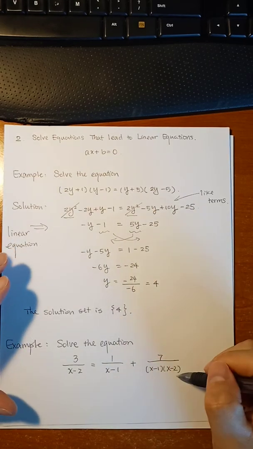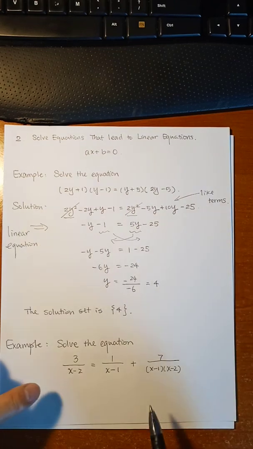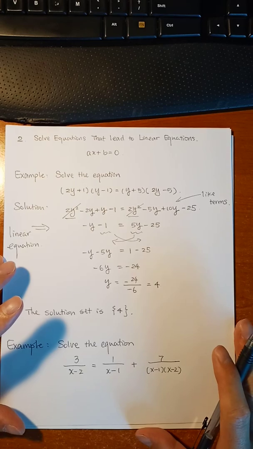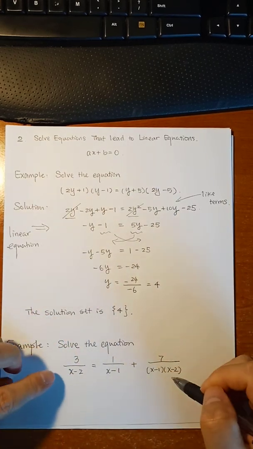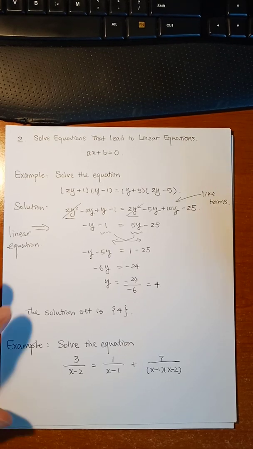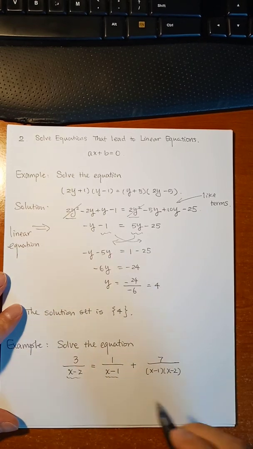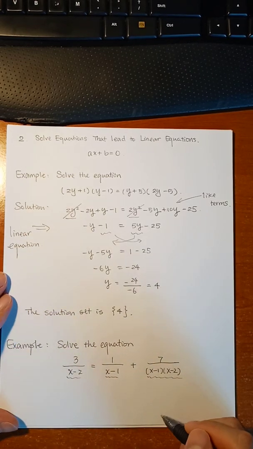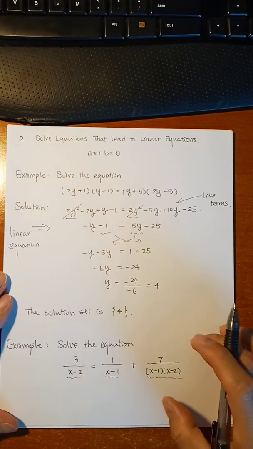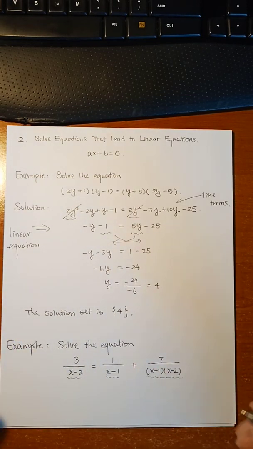When you have such a rational expression, you always multiply two sides by the common denominator of two sides. You have to eliminate the denominator. Okay, so here the denominator is x minus 2, here x minus 1, here x minus 1 times x minus 2. So the common denominator will be this product. So we're going to multiply two sides by this product in order to eliminate the denominator.